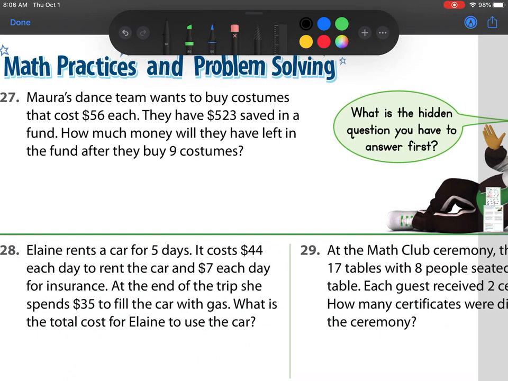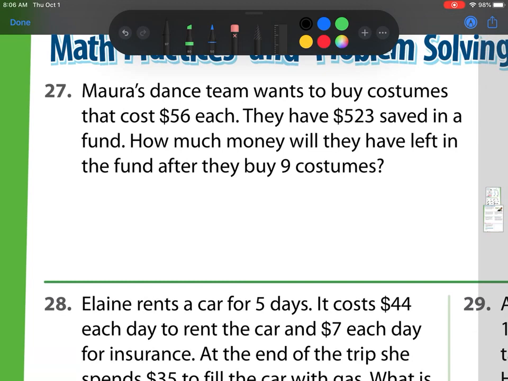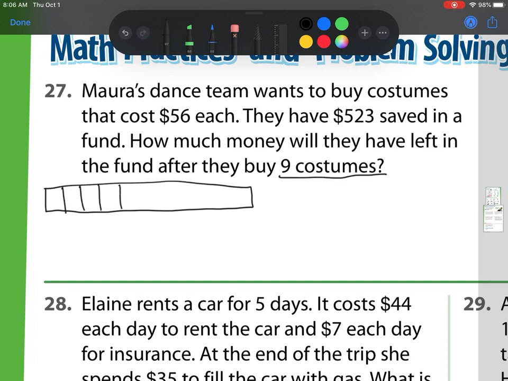Maru's, I think that's how we say his name. Maru's dance team wants to buy costumes that cost $56 each. They have $523 saved in a fund. How much money will they have left in the fund after they buy 9 costumes? Well, here's my model, because with those word problems I always like that. And I see they're buying 9, so that means I should have 9 boxes. 1, 2, 3, 4, 5, 6, 7, 8, and 9. So they're all going to cost $56. So I could do 56 plus 56 plus 56 9 times, or I can do 9 times 56.